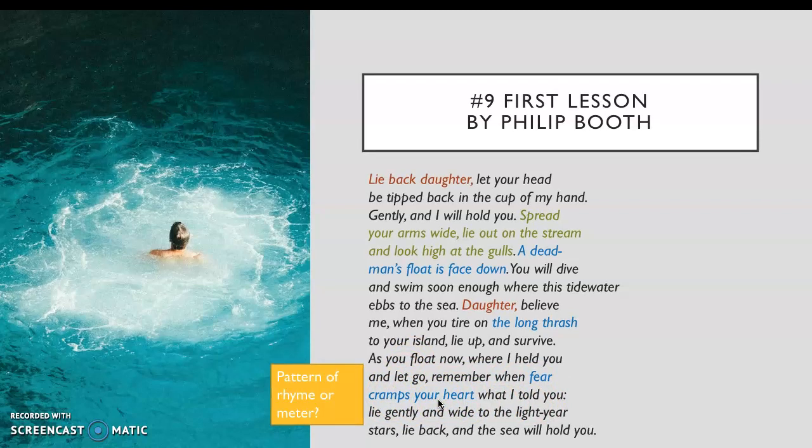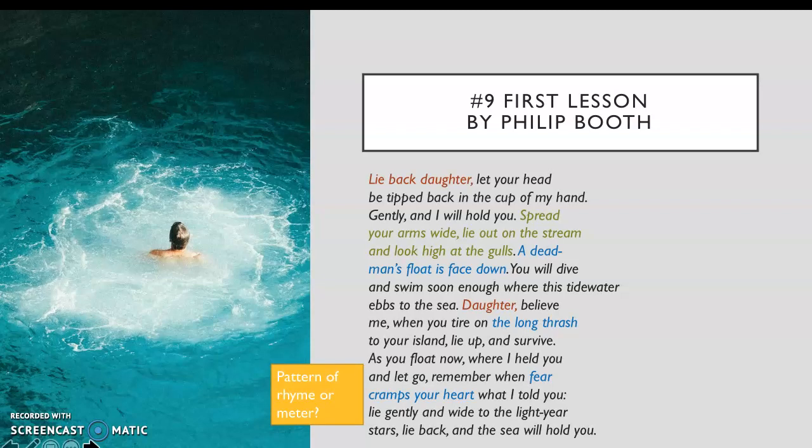Okay? So this floating becomes kind of symbolic of her relying on the lessons her dad has taught her throughout the years. And so it gains an extra level of depth when we realize that he is talking to her in depth about life, not just about swimming.